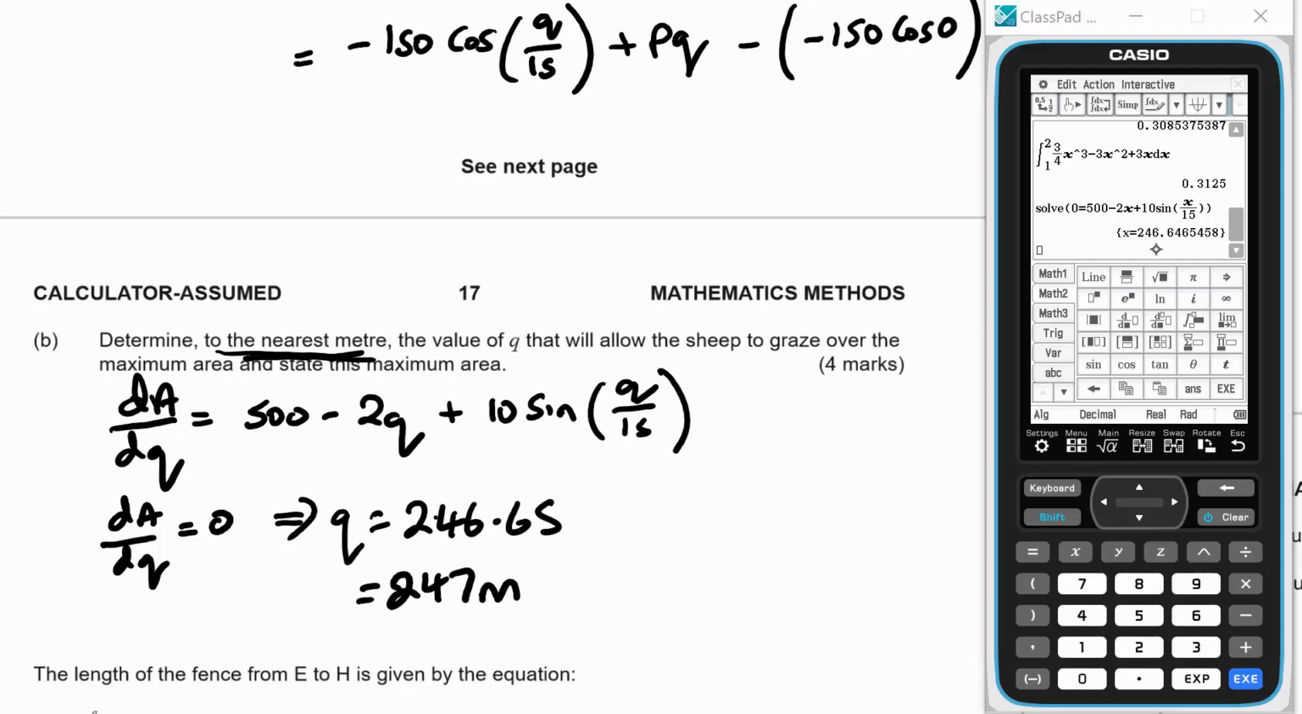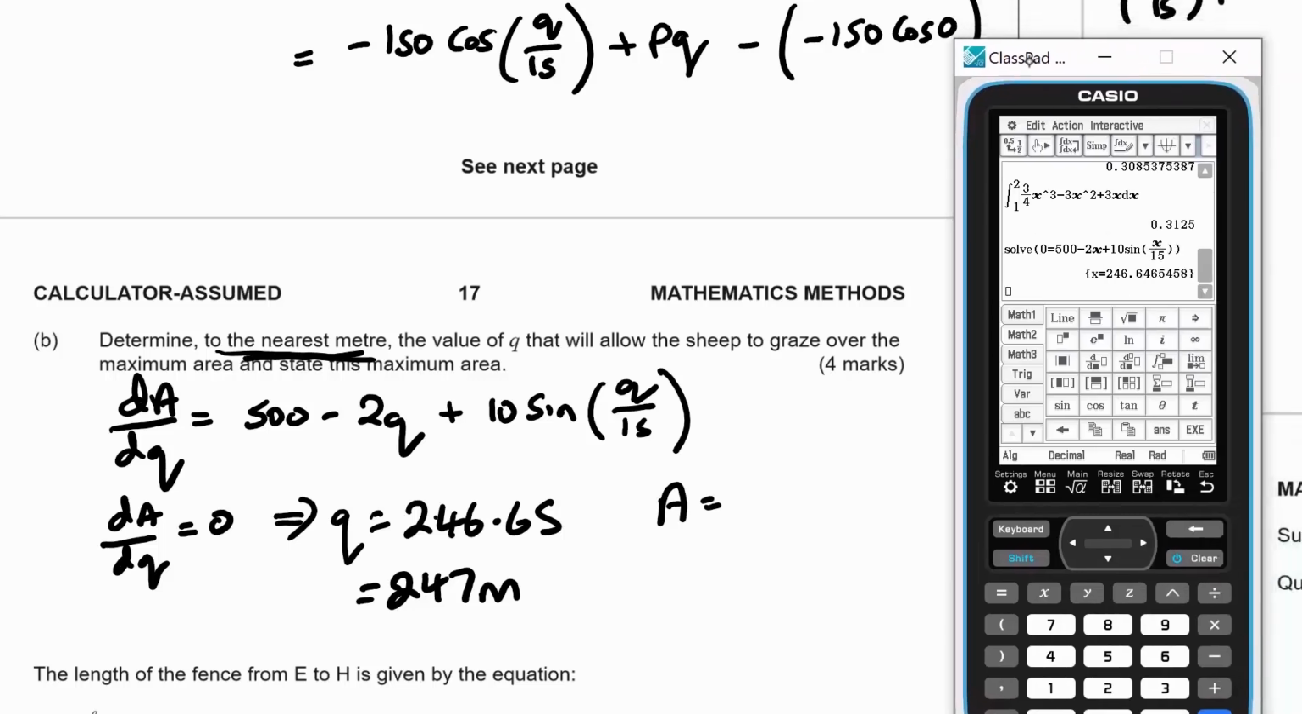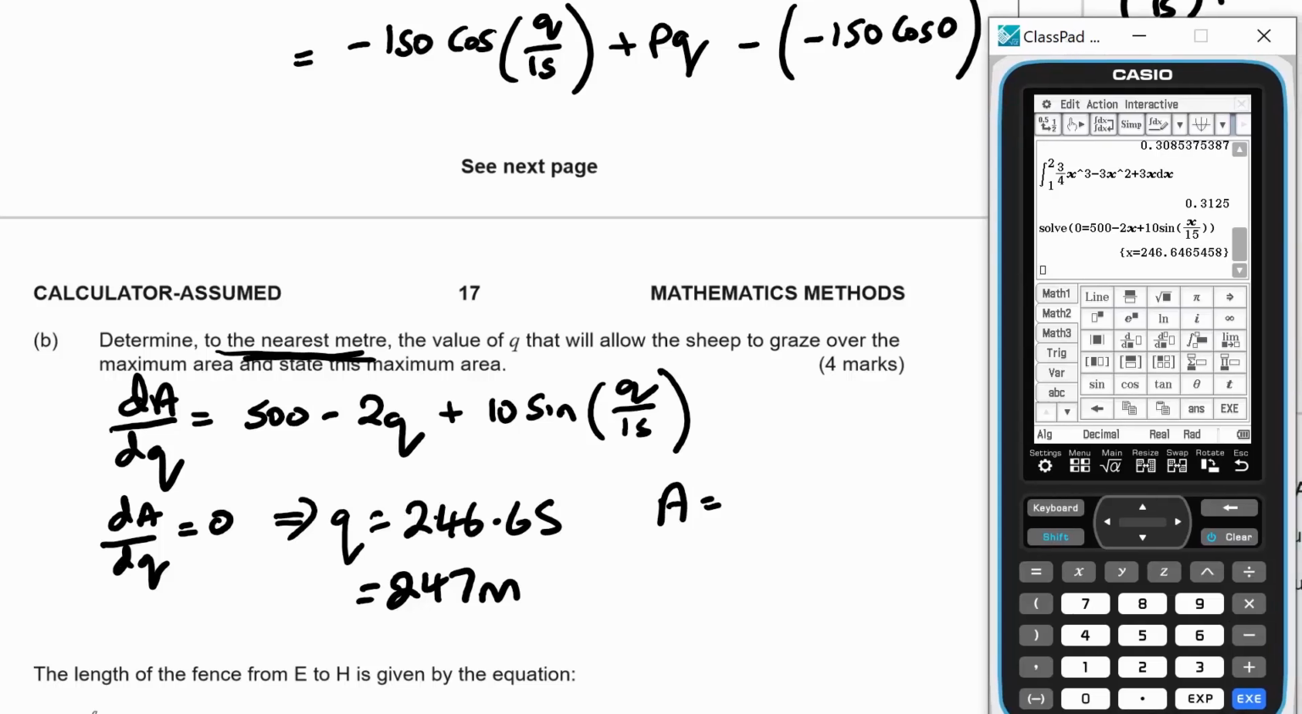And so the area will be, we have got 500 times this answer, take away answer squared, take away 150 times the cosine of that answer divided by 15, and 150. 62750.